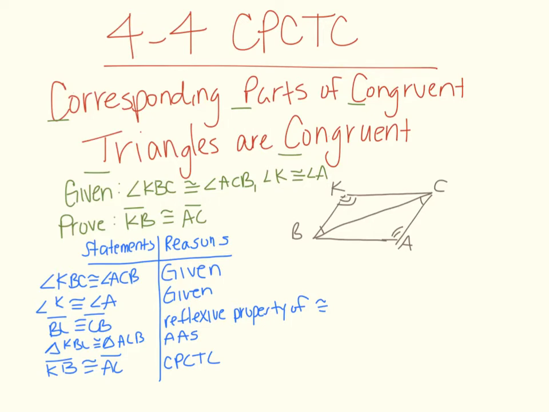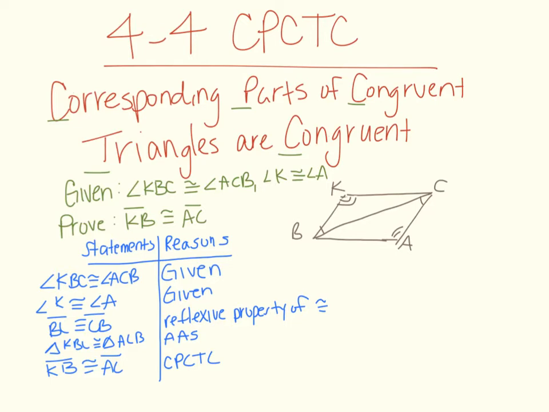This lesson is over what we call CPCTC, and that stands for corresponding parts of congruent triangles are congruent. If you think about what that says, if you have two triangles that are congruent to each other, then all of the corresponding parts of those two triangles are going to be congruent to each other. Pretty self-explanatory. So what I have here is an example of a proof that is already done for you.